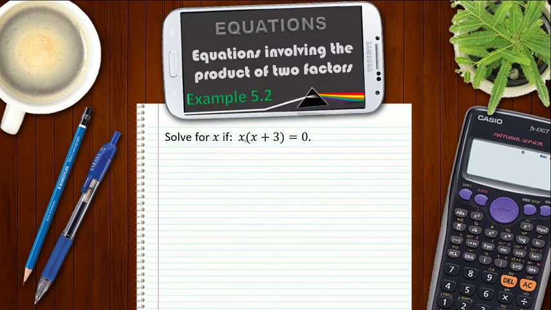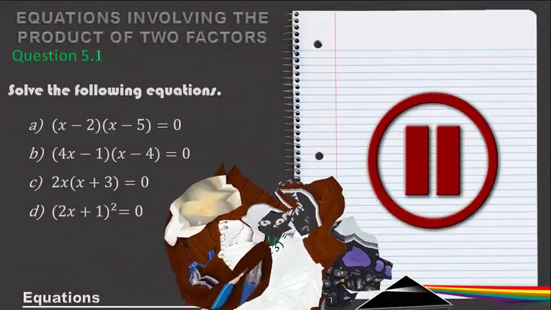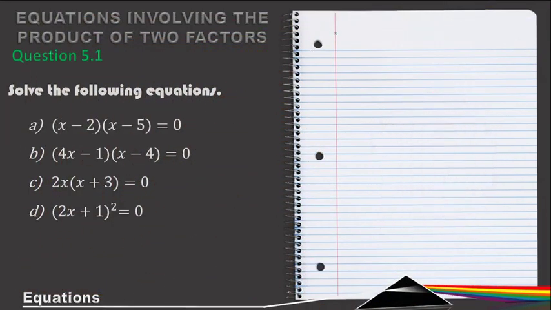So in this example, I've got my x and then x plus 3. So either x is equal to 0 or x plus 3 must be equal to 0. So here we already see, okay, x must be equal to 0, or if I take my 3 over, x must then be equal to negative 3. Okay, A. So either x minus 2 is equal to 0 or x minus 5 is equal to 0. So x is equal to 2 or x is equal to 5.